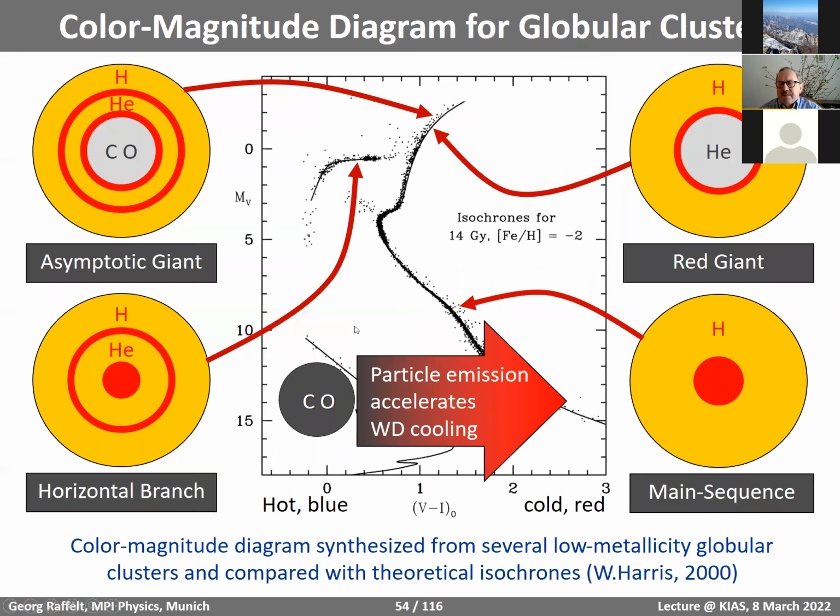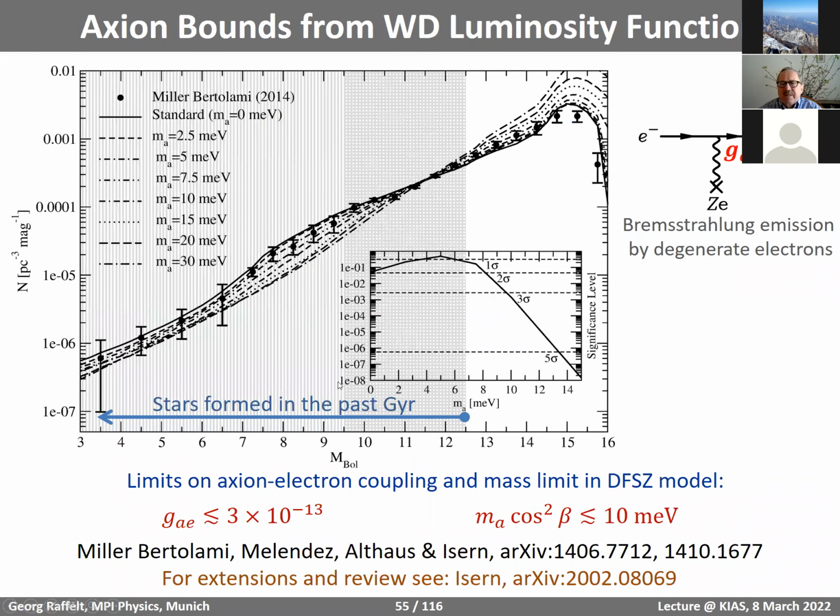Okay, and then yet another idea uses the white dwarfs that could also produce particles that would cool faster. So white dwarf cooling could again constrain these parameters. And so white dwarf cooling can be seen in a plot like this, where one shows the number of white dwarfs in the solar neighborhood, in the local environment, as a function of brightness.